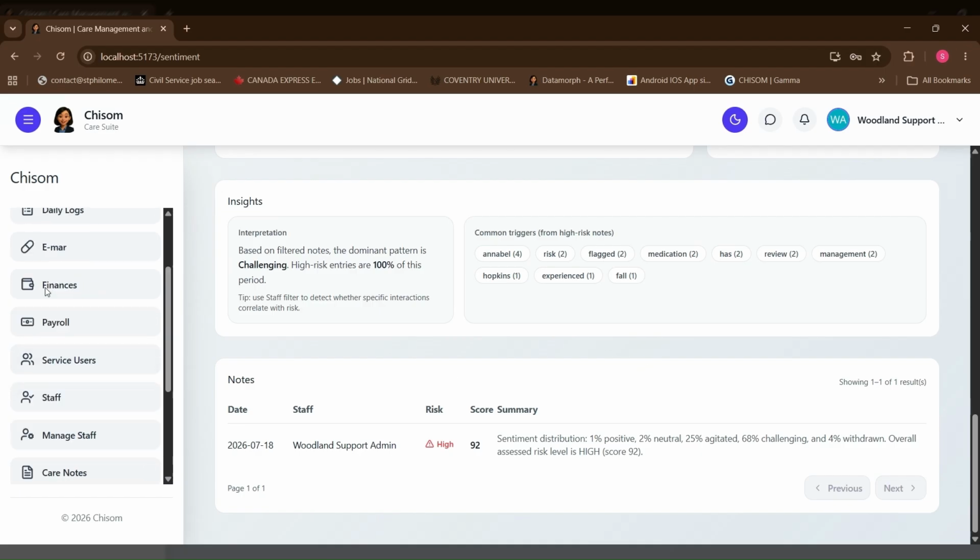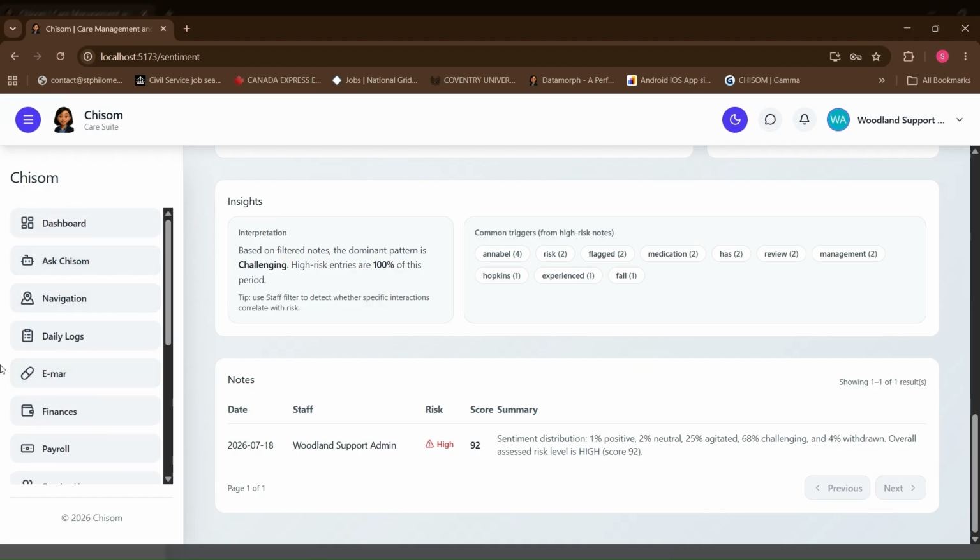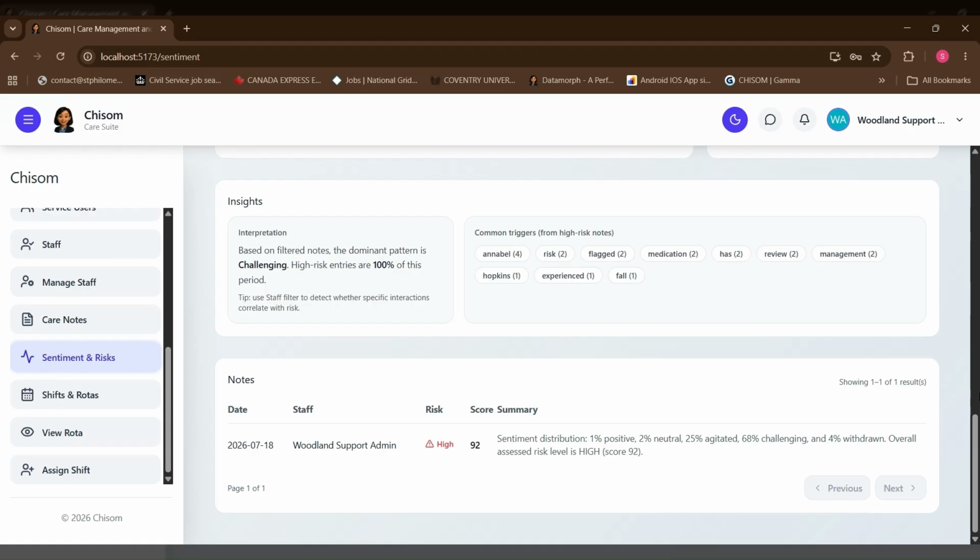Another good thing about this: you can even go to Ask Chisom and tell Ask Chisom to check this month and know the risk involved in terms of this client's behavioral patterns over the month. These are very innovative because you just get to understand how this service user has been without getting to read too many notes. And Ask Chisom can also give you suggestions on how to modify the care plan, because care plans are not static.